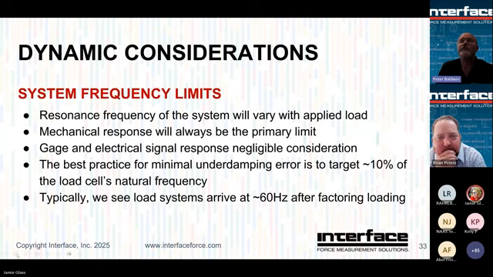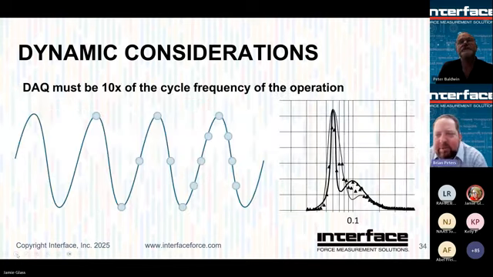All right, so you have the resonance frequency of the system. That's going to vary with the applied load. Mechanical response will always be the primary limit. Your gauge and electrical signal response are a negligible consideration. So your best practice for minimal underdamping is to target 10% of that load cell's natural frequency. Typically, we see load systems arriving somewhere around 60 hertz after factoring in that loading. If you're operating under 10% of natural frequency, you really have nothing to be concerned about. If you're going to be over that, we certainly could take a look at it and work through some of that.